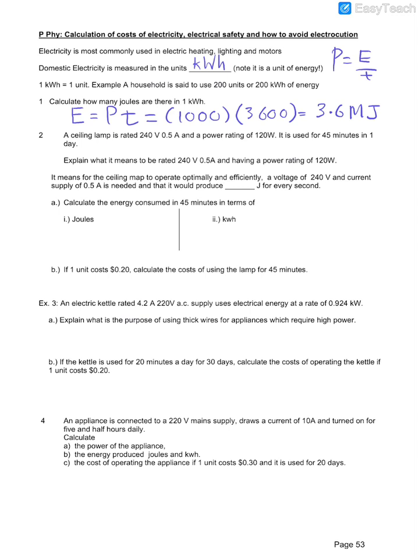Let's look at one example. A ceiling lamp is rated 240 volts, 0.5 amperes, power rating 120 watts, used for 45 minutes in one day. Quite unusual, usually it's used for more than 45 minutes in a day, but never mind. The calculation part, calculating cost, is actually not a problem now. You will find it quite easy. It is only when they ask you questions like this: explain what is meant by rated 240 volts, 0.5 amperes, and a power rating of 120 watts.